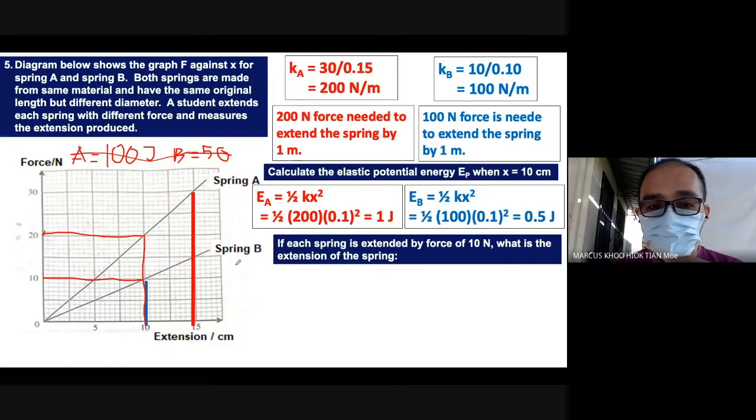So use force equals K times X. Sorry, force equals Kx, to find the value of X. Now our force is 10. We've already calculated the K by this one. So for spring A it is 200 newton per meter, for spring B it is 100 newton per meter. Can you calculate the extension, please?